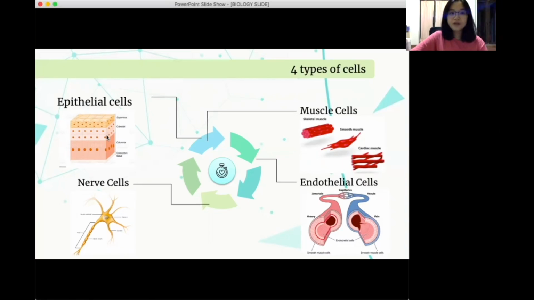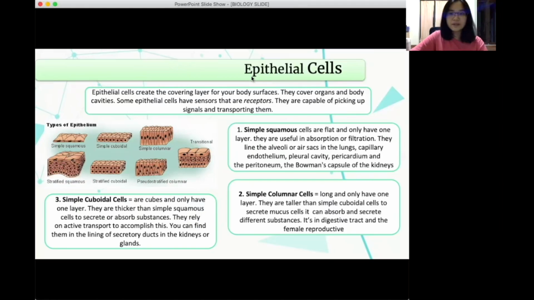Next, I will talk about four types of cells. The first one is epithelial cells, then nerve cells, muscle cells, and endothelial cells. First is epithelial cells. These cells cover organs and body cavities and have sensors called receptors. And there are also several types of epithelial cells.